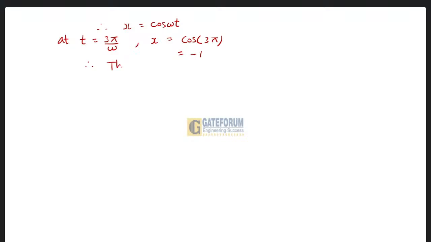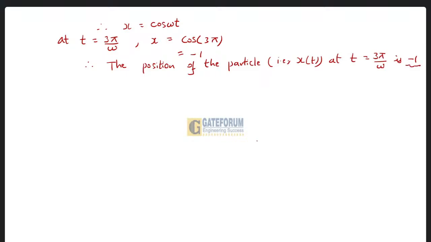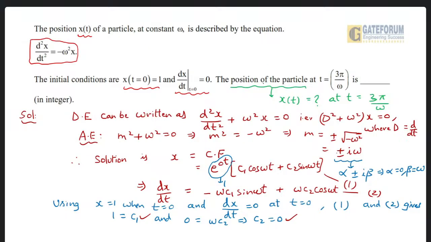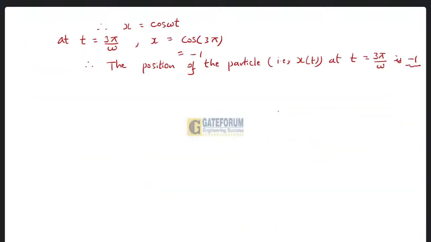So therefore the position of the particle, that is x of t at t is equal to 3 pi by omega, is how much? Minus 1. This is the final answer. They have asked like that only, the position of the particle. So the answer is minus 1. This is the end of the question.